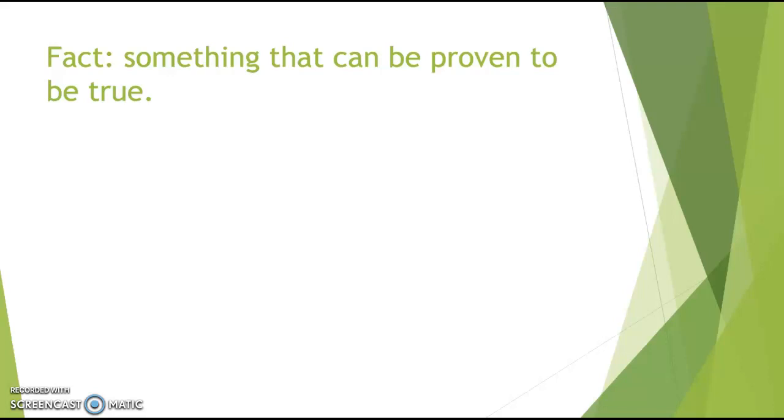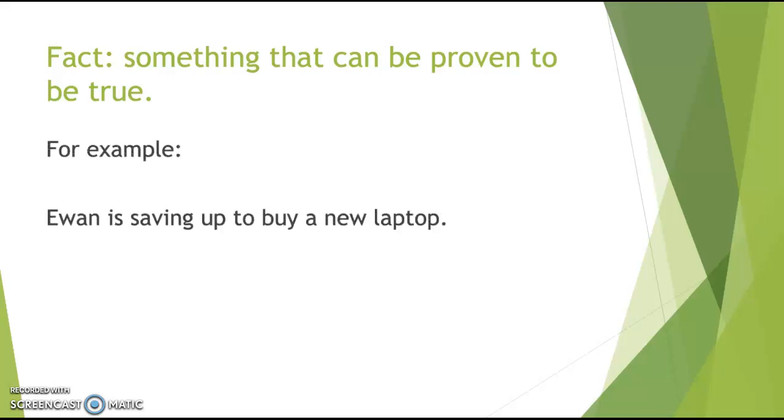Let's look at another example. Ewan is saving up to buy a new laptop. To find out if this is true, we could go and ask Ewan what they are saving up for. You can improve your own writing by using facts. You can support facts in your writing with experts' names, even if they're made up in the exam, and statistics. This will give your writing credibility and show that you've thought about the credibility of your information.